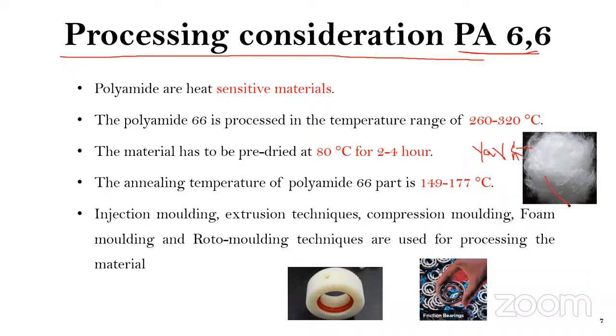Okay, they have a huge application in textiles. I think you all have seen nylon clothes. This will go into the spindle. While processing this nylon 66, I can use any processing technique, be it injection molding, extruder techniques, or compression molding. I can do foam molding also, and rotomolding also.